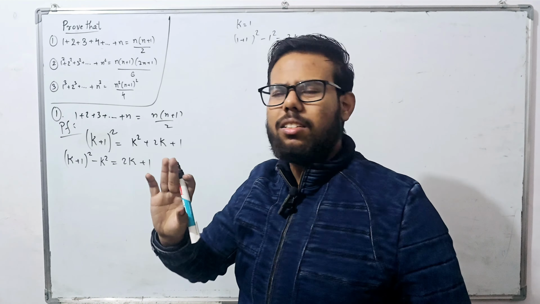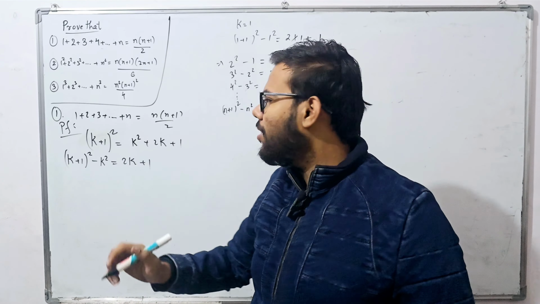Now when you substitute k is equal to 2, you will get 3 square minus 2 square is equal to 2 times 2 plus 1. And when you substitute 3, you get 4 square minus 3 square is equal to 2 times 3 plus 1. And so on till n plus 1 whole square minus n square is equal to 2 times n plus 1. You will get this thing.